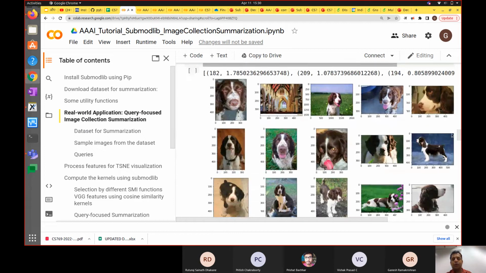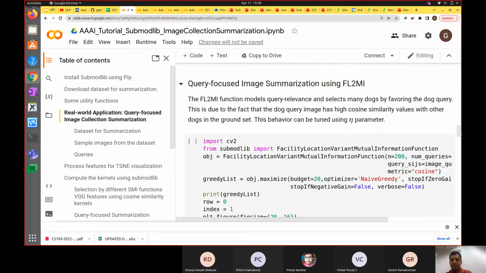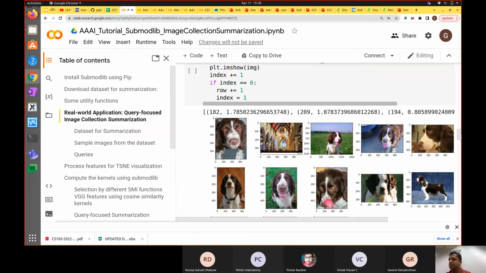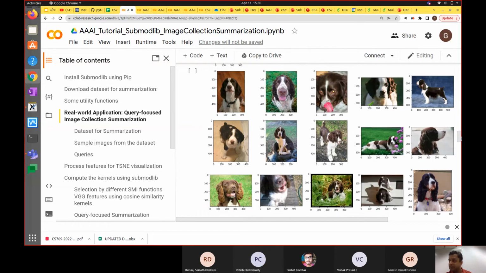And then you can look at what gets picked up, right? So lots of dogs if you're doing facility location. Facility location will be biased by the most popular item. So there may be too many dogs and very few churches. And it does not care for diversity per se, right? Because it's trying to represent.